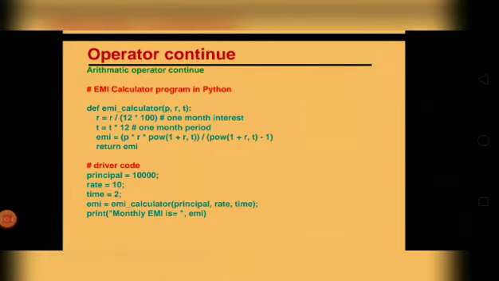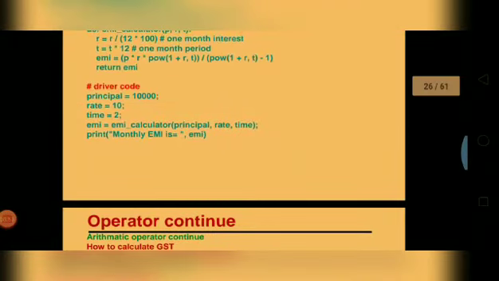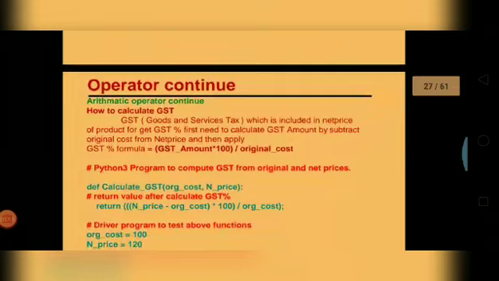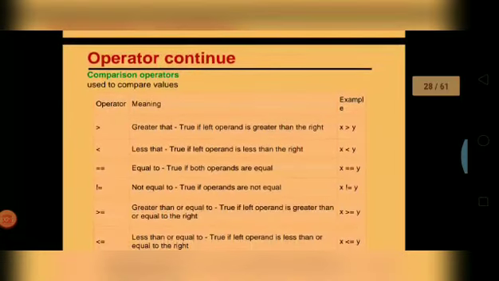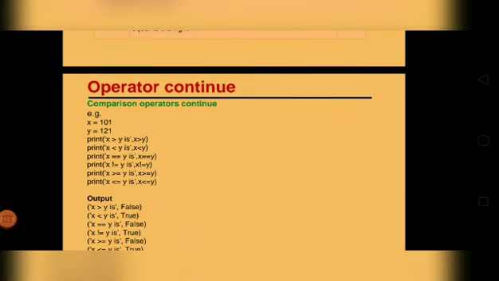Next is the operators section. Here it shows how to calculate GST, and here is given how to calculate EMI. It is for the IP students, not for you. After that, the operators continue here: greater than, less than, double equal to, not equal to, greater than or equal to. Here are a few examples, you are already aware of that.